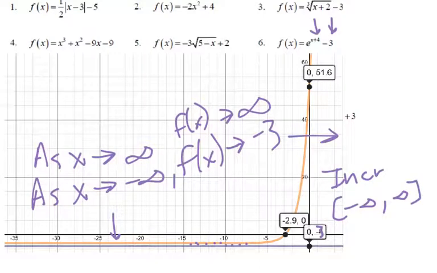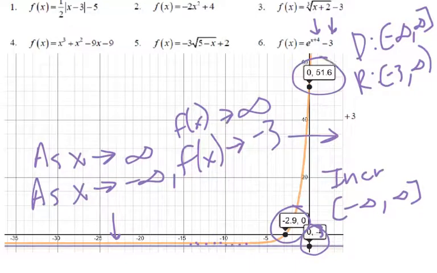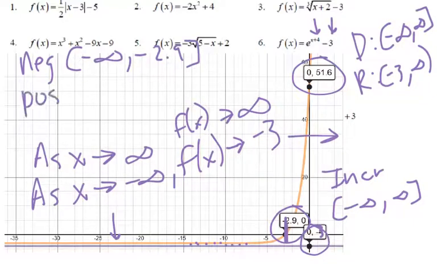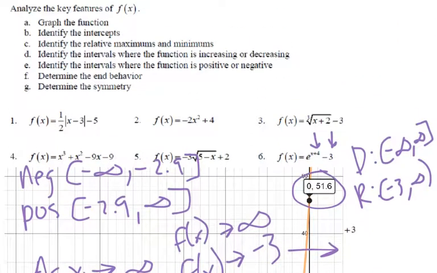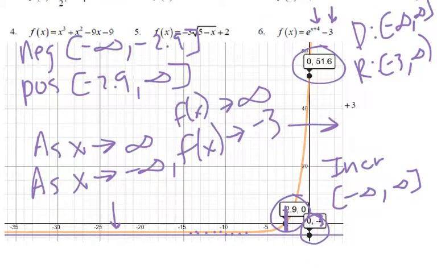Domain and range. Our domain keeps going left, keeps going right, negative infinity to positive infinity. Our range, however, doesn't go below that negative 3, so it would be negative 3 to infinity. We have one x-intercept right there, one y-intercept right there. Positive and negative. It's negative from negative infinity to that point, negative 2.9, and then it's positive from negative 2.9 to positive infinity. So I think we got all those ones. Alright, last one on this part.